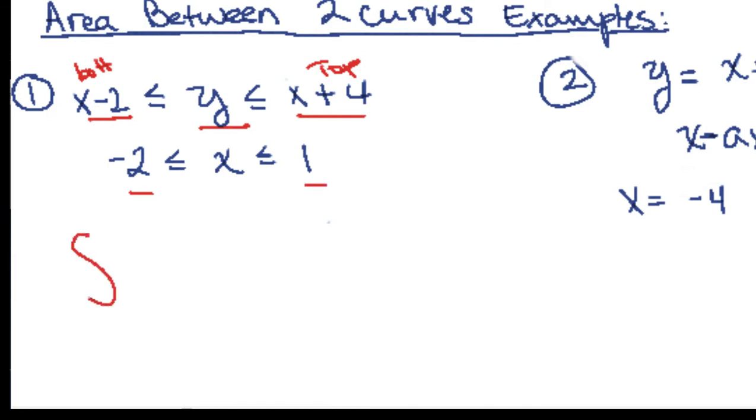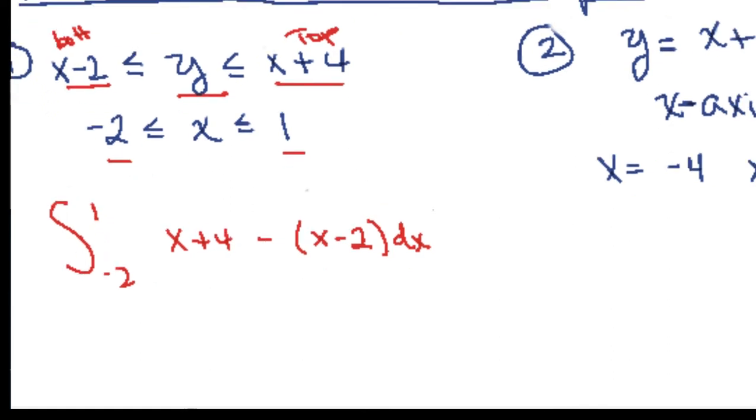So you can just go ahead and set it up. -2 to 1, because it's top function minus bottom function. You're going to have x plus 4 minus. Now make sure you put the second function in parentheses if there's more than one term, because it's minus the whole function. At that point you just integrate.